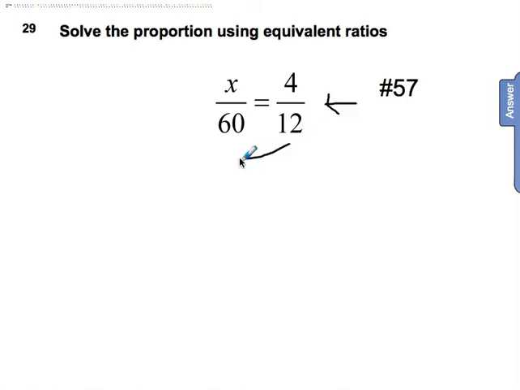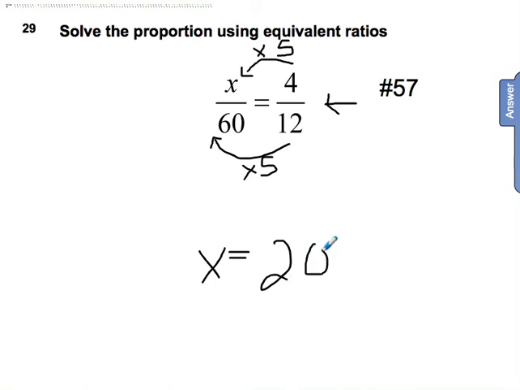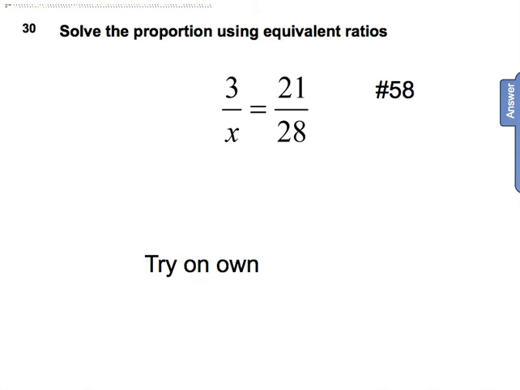So from 12 to 60, we have to multiply by 5. And then from 4 to x, we're going to multiply by 5 again. So our x is going to be 4 times 5, which is 20. Please try just slide 58 on your own.